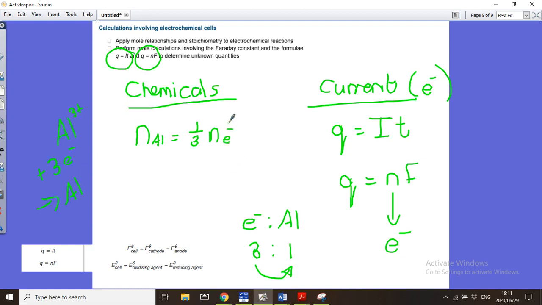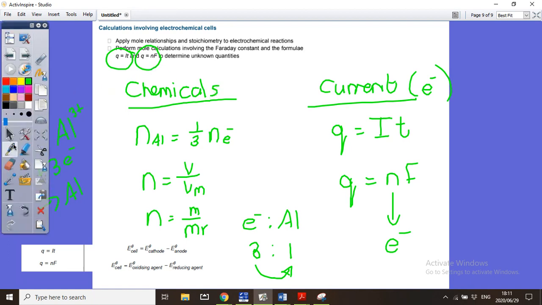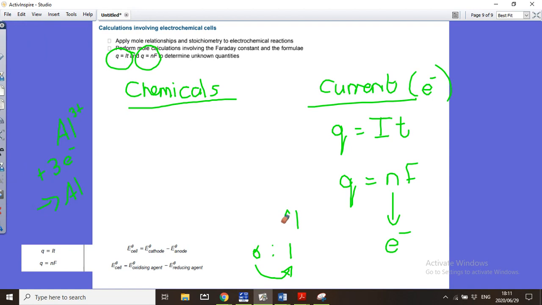Once you have your moles of your electrons, you can work out anything that they ask you about your chemicals. You can work out the volume if you use N equals V over Vm. Remember, that's at standard temperature and pressure. You could use N equals M over Mr if they ask you for the mass of the aluminium that you produced. Easy, just use your mole ratio. If they give you the question the other way around, so they don't give you information about your current, you're going to follow a very similar method.